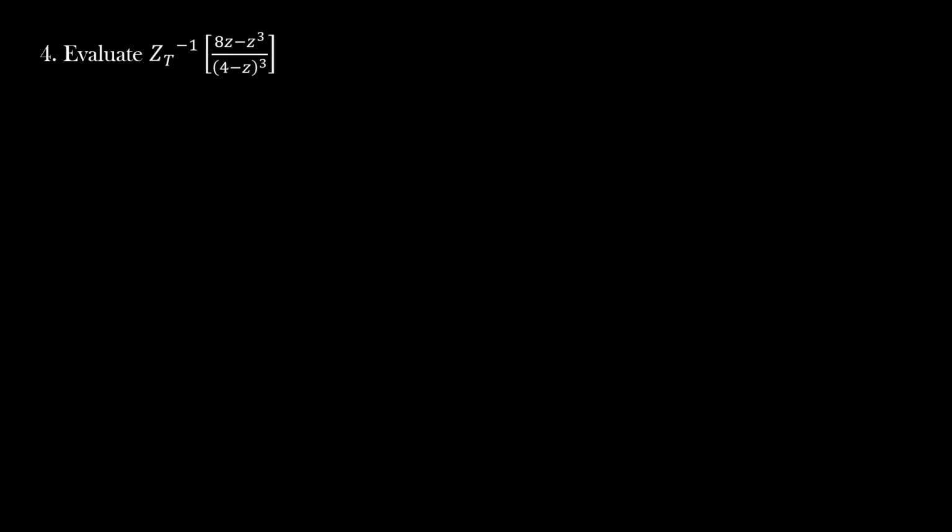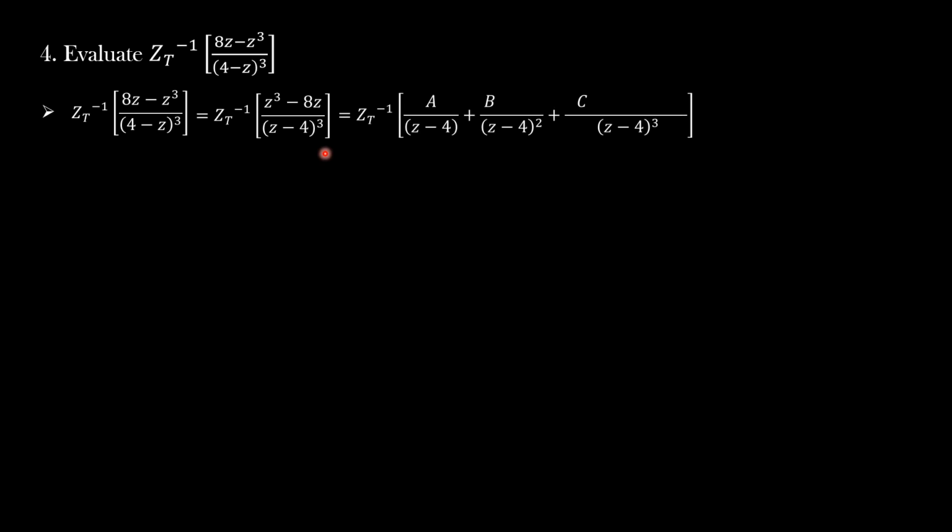Next one, evaluate inverse z transform of (8z - z³)/(4 - z)³. Inverse z transform of (8z - z³)/(4 - z)³ can also be written as inverse z transform of (z³ - 8z)/(z - 4)³, which can be split as inverse z transform of a/(z - 4) + b/(z - 4)² + c/(z - 4)³.